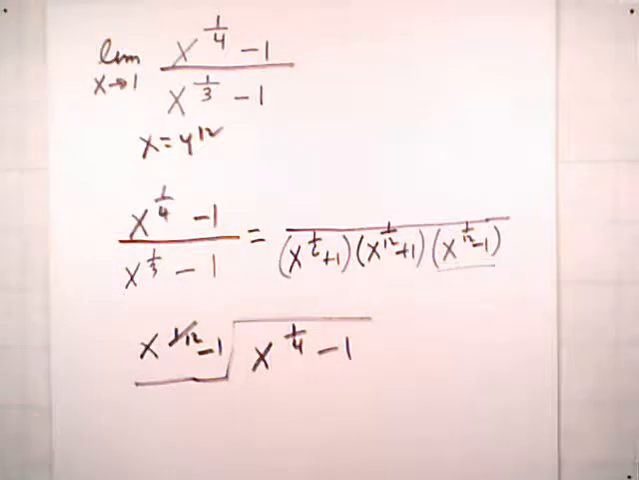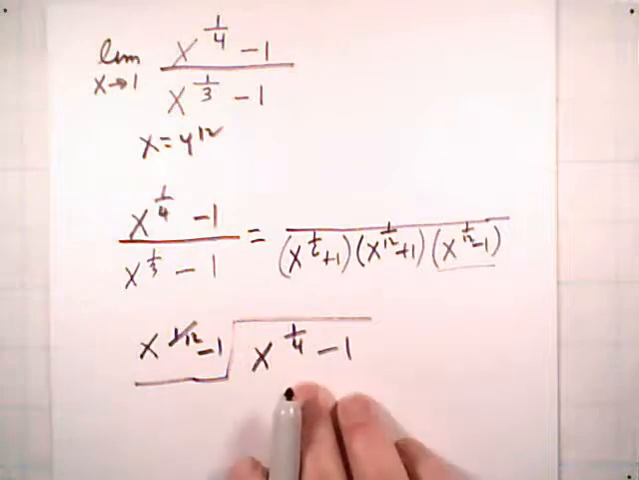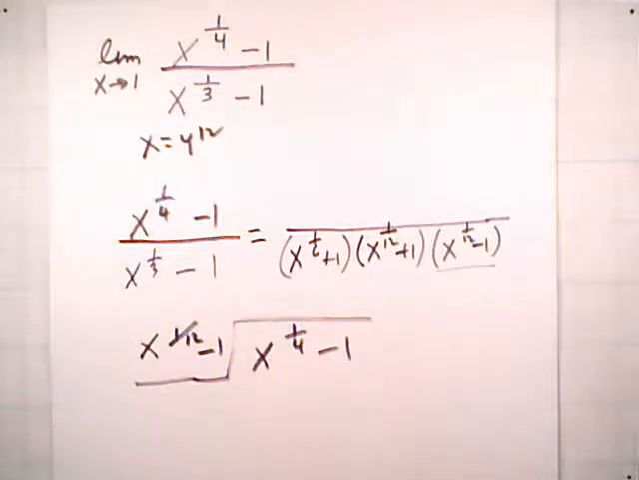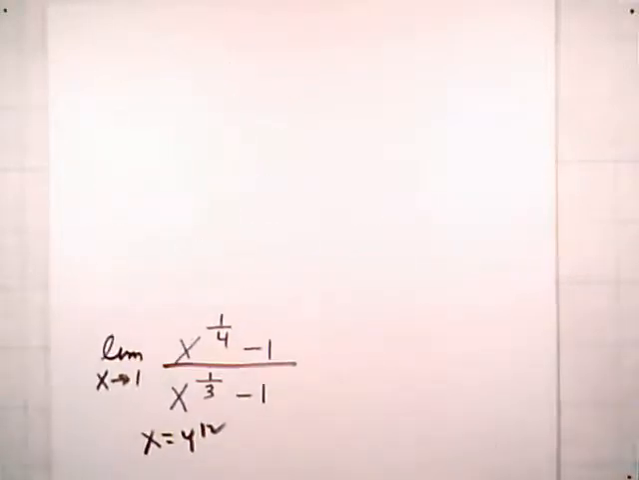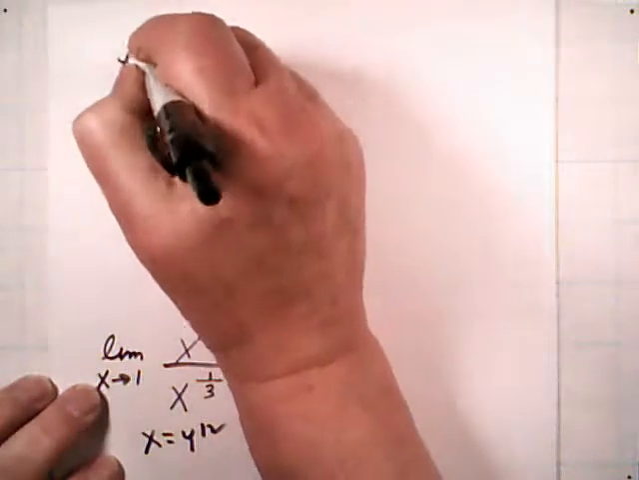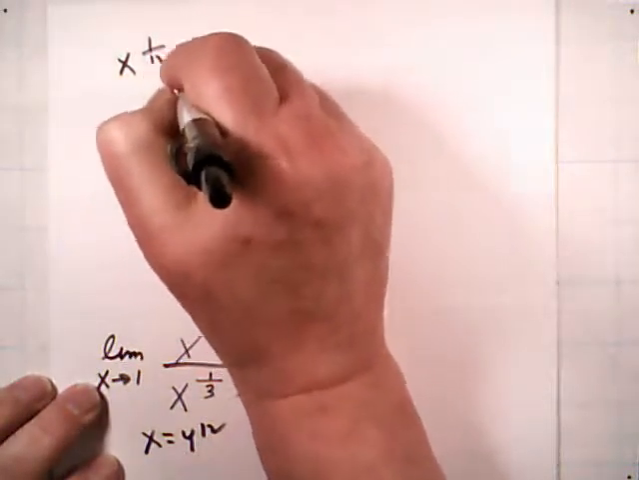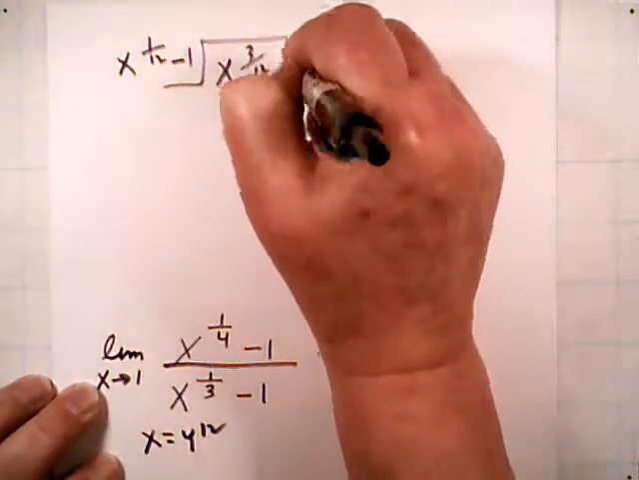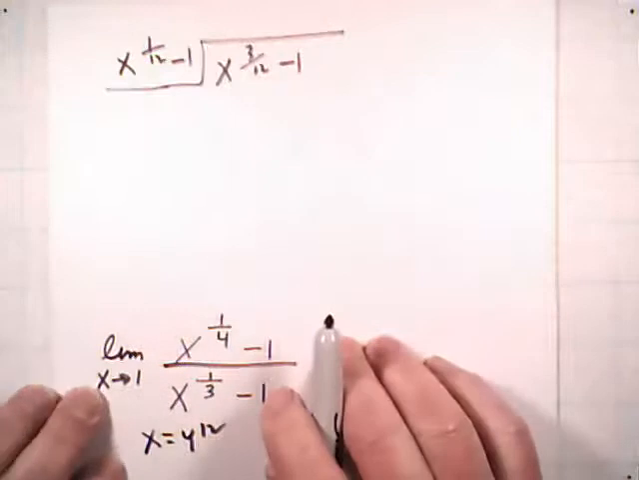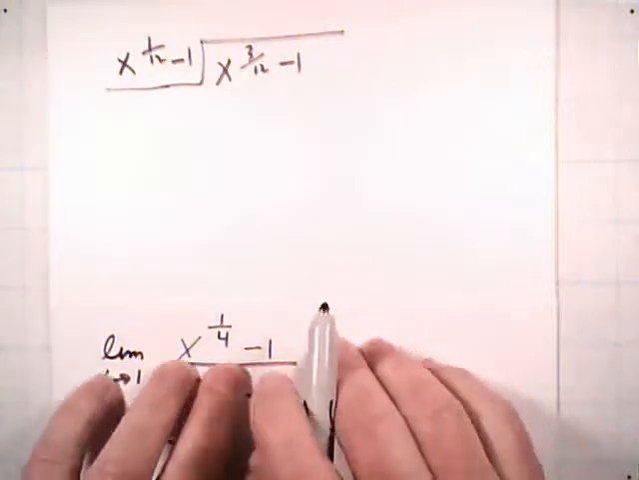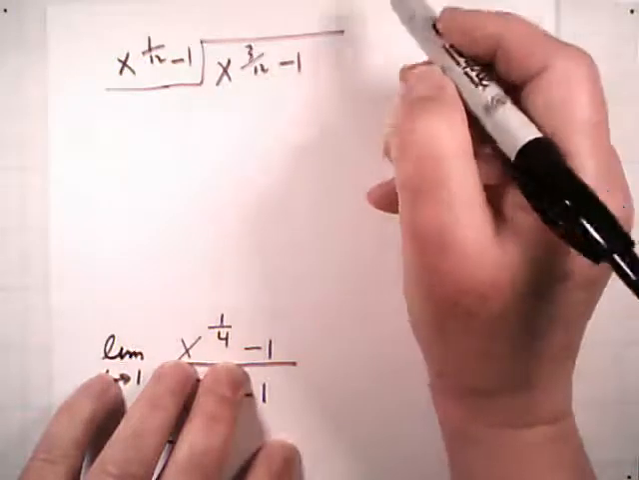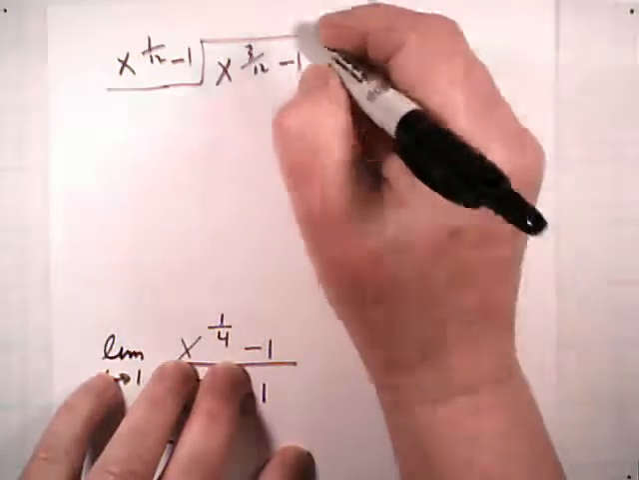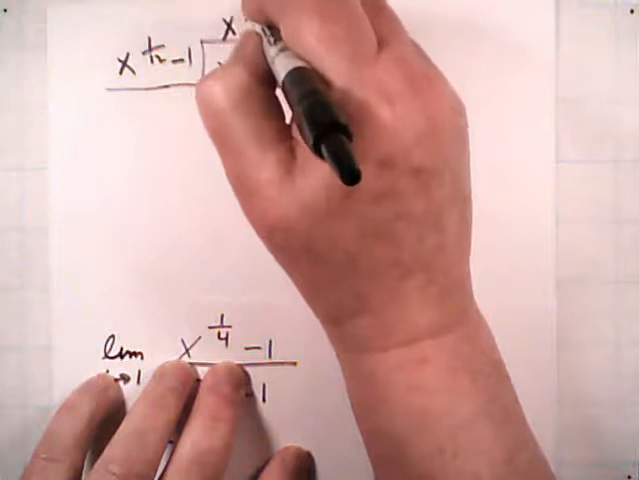The difficulty here is that it's not impossible, but it's a little more difficult to deal with the exponents with different denominators. So we're going to just convert the 1/4 to 3/12 and do the division that way. So we have x to the 1/12 minus 1 dividing into x to the 3/12 minus 1. Well, x to the 1/12 goes into x to the 3/12 x to the 2/12 times.